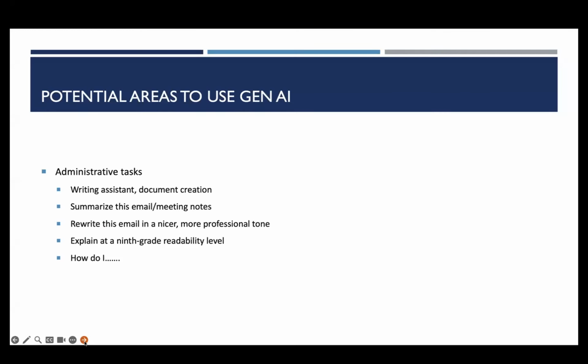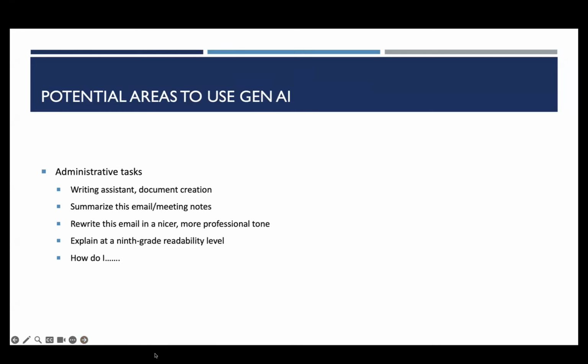So what are some different areas where we can use generative AI? They include administrative tasks, writing assistance, document creation, summarize this email or these meeting notes, rewrite this email in a nicer, more professional tone. That's my favorite. Explain it at a 9th grade readability level. All of the content on the website should technically be 9th grade readability level or lower, because that's our prospective student audience. That's what they recommend for content on the website. And then, how do I X, Y, and Z?